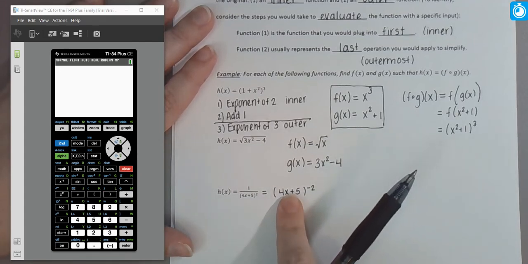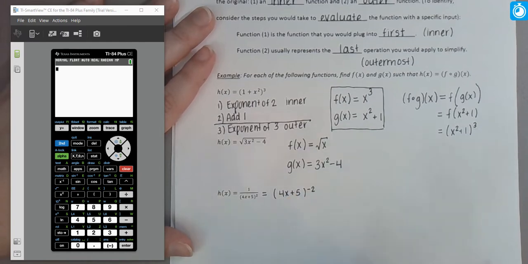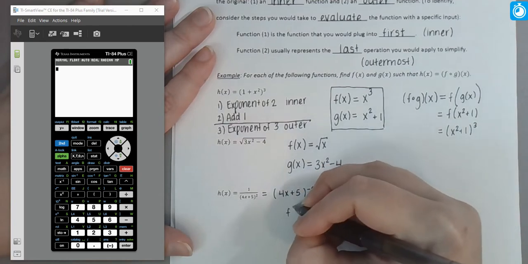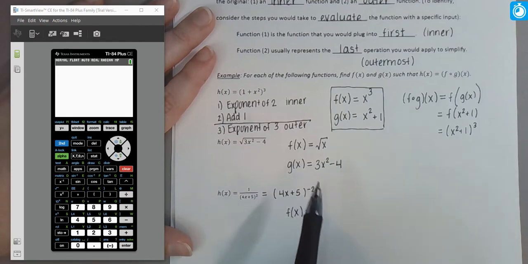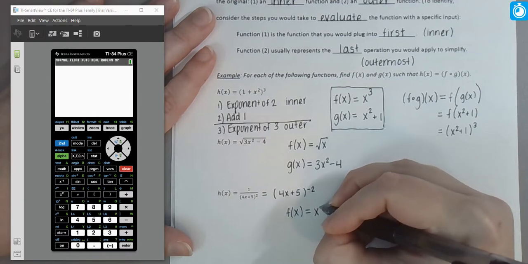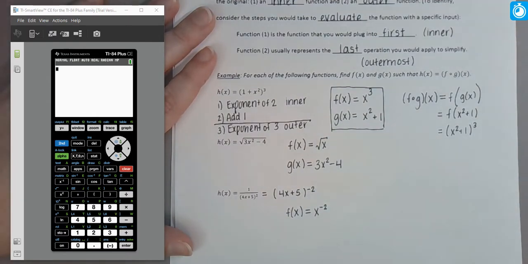So imagine plugging in a value for x. How would you simplify this expression? Well, you'd multiply by 4. You would take the result of that and add 5. And then you would take that whole value and raise it to the negative 2 power. So the exponent of negative 2 is the outermost operation. So our outer function is going to be the function just representing the application of this exponent to whatever input we have. So it's going to be x to the negative 2 power.